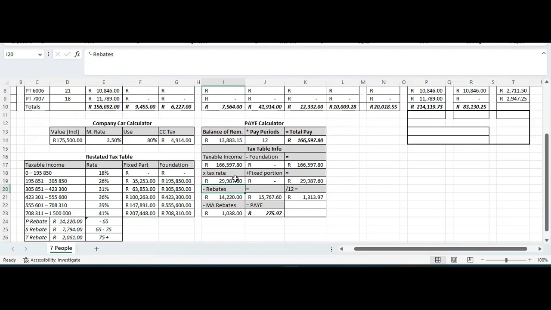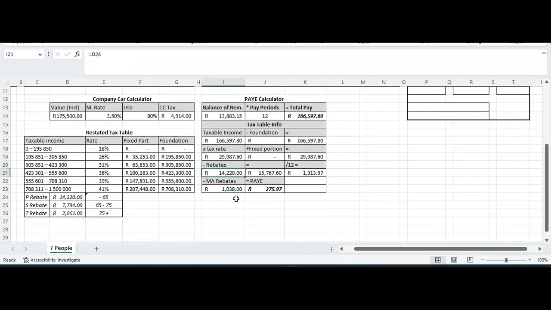So the total amount that he has to pay in the year, it looks to us this far, is 29,000. Now we apply the rebates. And in his case, he's getting not only the primary, but all the rebates. So it is equal to the 14,220 plus the 7,794 plus the 2,061. Those are the rebates that he is receiving. Total amount that he must now pay in the year is just under 6,000. And if we divide it by 12, we get 49272.